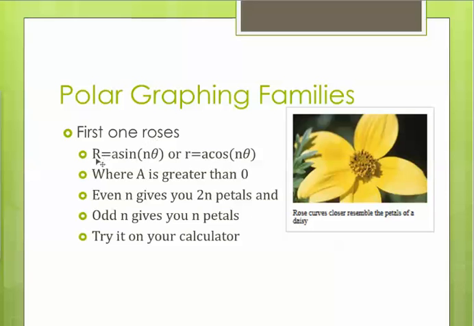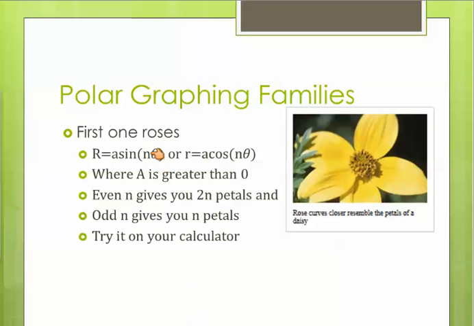Now the rose is either r is equal to a sine n theta or r is equal to a cosine n theta. It won't matter which one you're using there, where a is greater than 0. If that n right there is an even number, then you're going to get an n times 2 number of petals on your flower, on your rose. If it's an odd number, it's just going to give you that n number of petals.